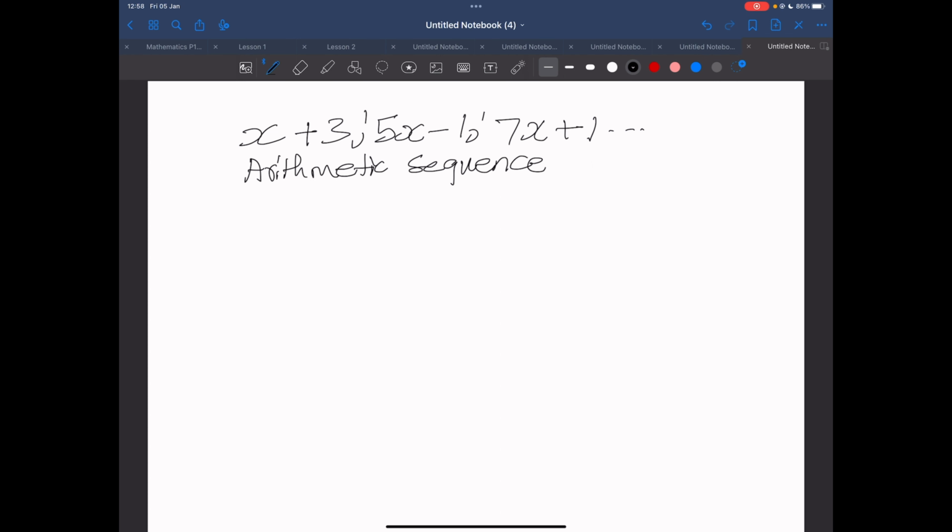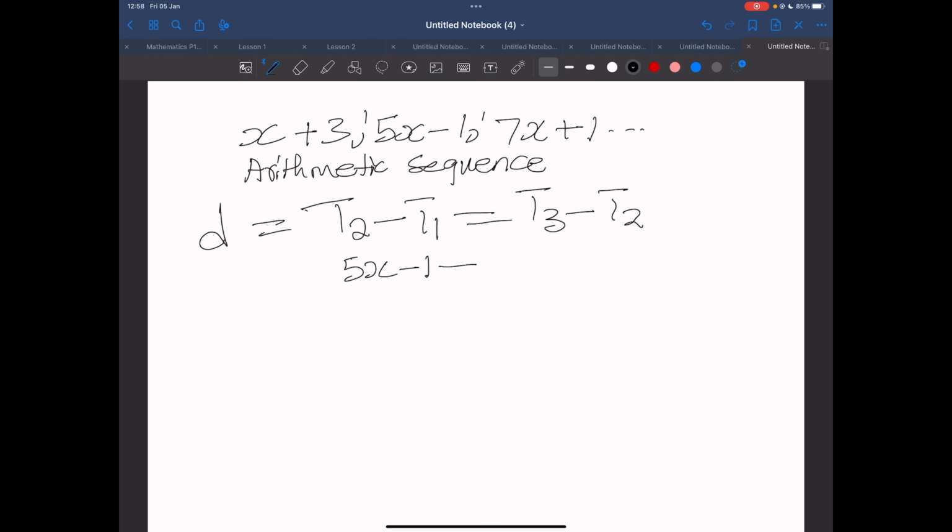Now remember, D, or common difference, we get by taking term 2 and subtracting term 1, which is the same as taking term 3 and subtracting term 2. So we substitute: term 2, which is 5x minus 1, subtract. When we subtract more than one term, we must remember to open a bracket, otherwise we are going to make mistakes. So we are subtracting term 1, which is x plus 3.